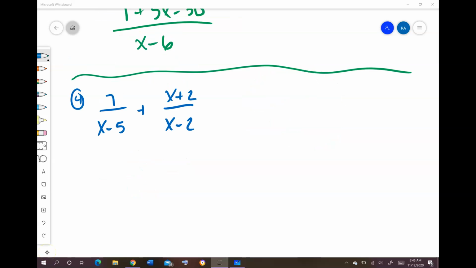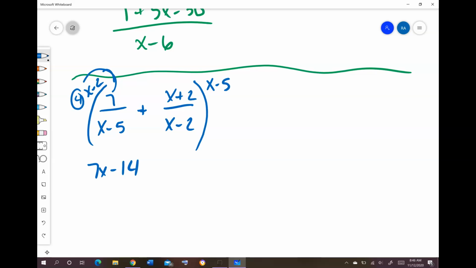All right, here's number 4, okay? So these two denominators, they're factored, but they have absolutely nothing in common. So when they have nothing in common, you're going to multiply the left-hand side by the right-hand side denominator, and then you're going to multiply the right-hand side by the left-hand side denominator. I'm going to distribute this 7, and I get 7x minus 14.